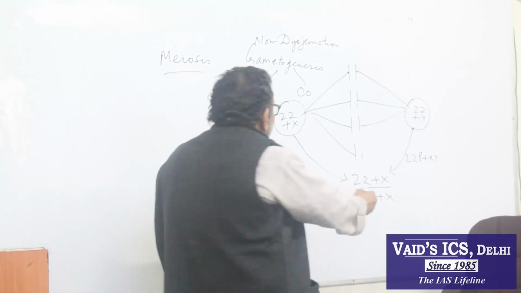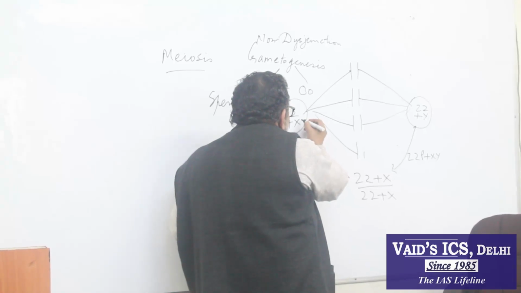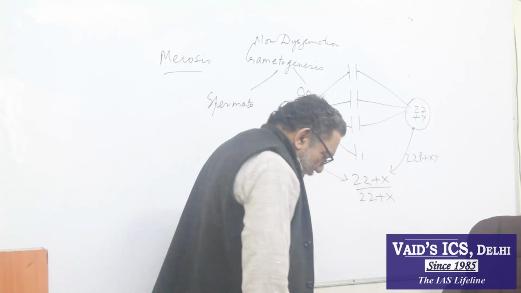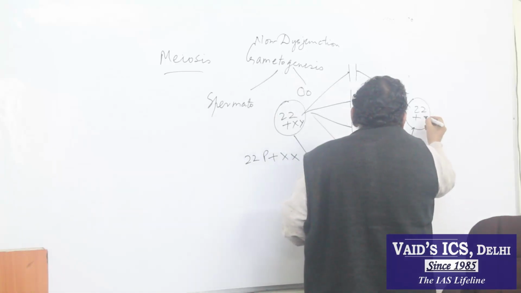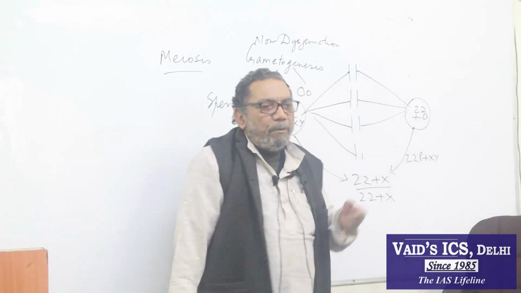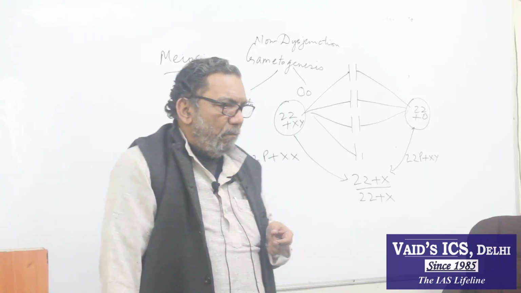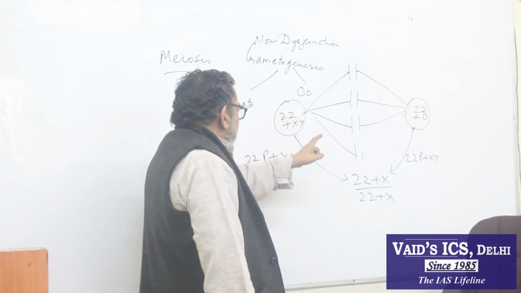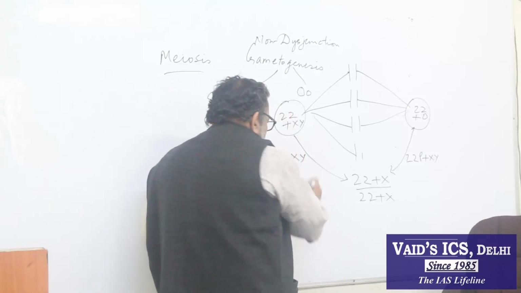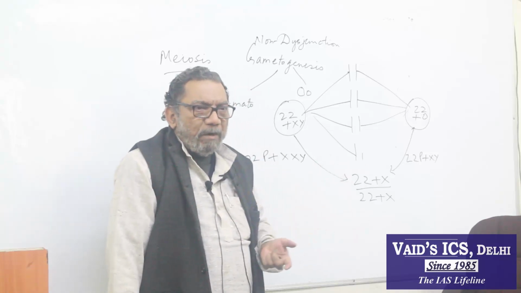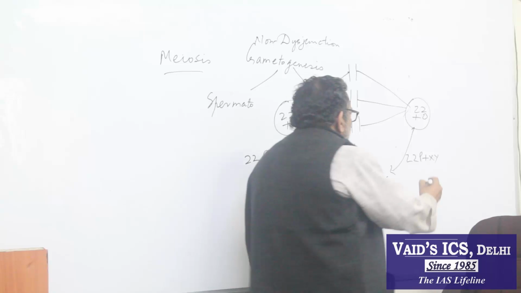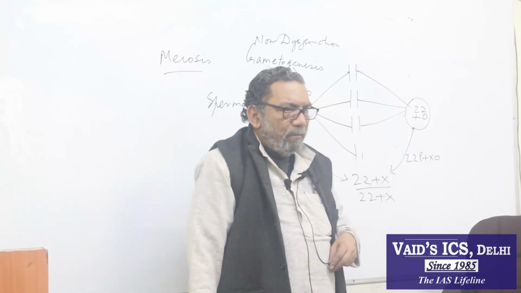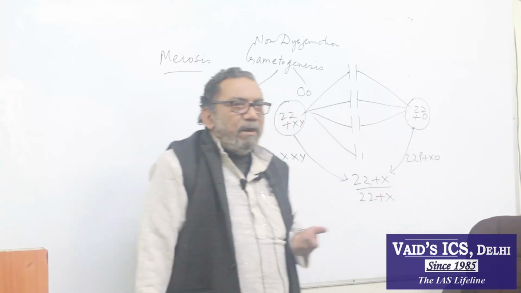Now, these cells will have 22 plus XY, both have come here, and these will have 22 plus O. O means open space. Fine. Now, when this sperm combines with this egg, that will result in 22 pairs plus XXY, and this one will have 22 pairs plus XO. These are the situations that result in syndromes.